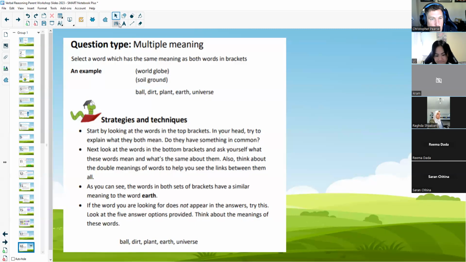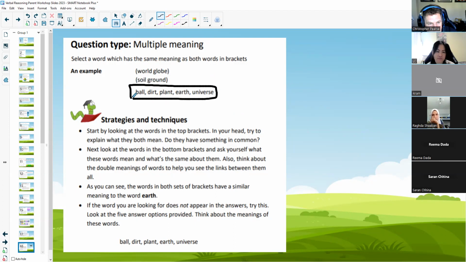So let's just have a little talk about multiple meaning. So we have 2 sets of words in brackets here, and then we have 5 choices. Now, one of these words, obviously only one of them, will have the same meaning as world and globe, and then also have the same meaning as soil and ground. I did emphasize at the beginning of this workshop that words with double meaning are really important, and children do need to spend time building that word knowledge up.